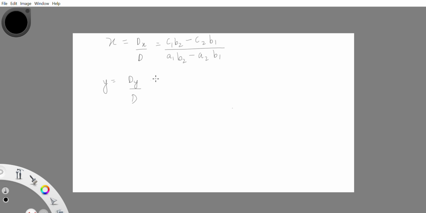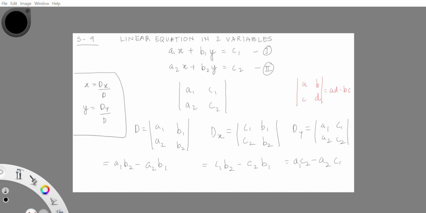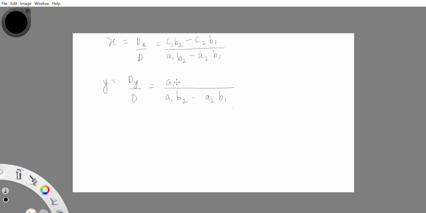My value for y similarly becomes, as you can see, d is in the denominator, so the denominator is not going to change. I have a1 b2 minus a2 b1 in the denominator. My dy value here becomes a1 c2 minus a2 c1.